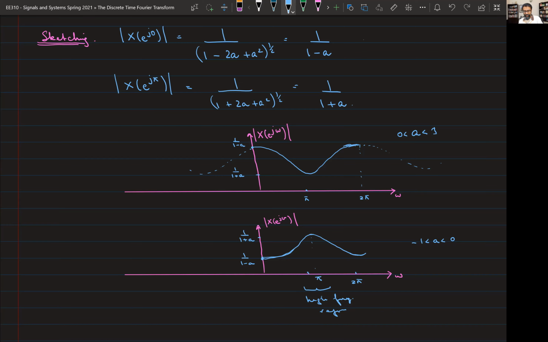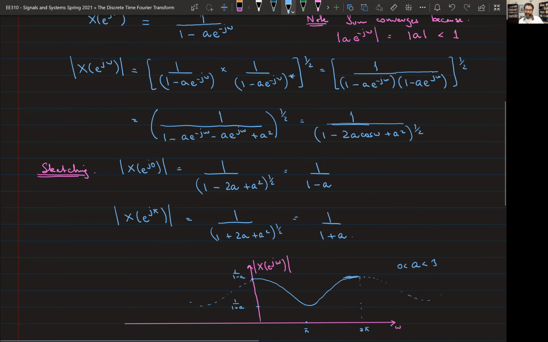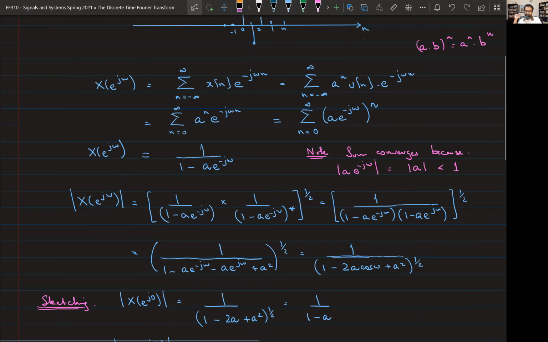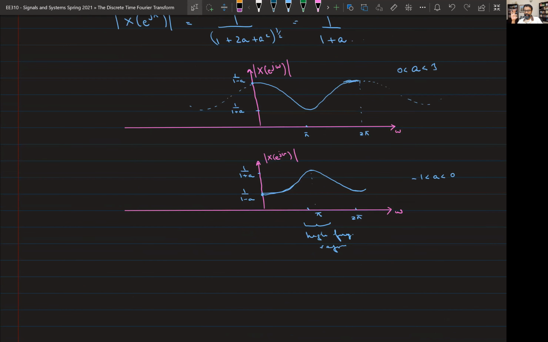If you just look at the time domain signals for both cases, when a is positive and when a is negative, you can clearly see that when a is negative, there's a lot more variation in the signal because it goes up and then suddenly goes down, and then goes up and suddenly goes down, right? So the rate of change is a lot higher for the case when a is negative compared to when a is positive. When a is positive, it's a relatively smoother signal. And that reflects in the Fourier transform for these two cases. So everything just sort of clicks together.